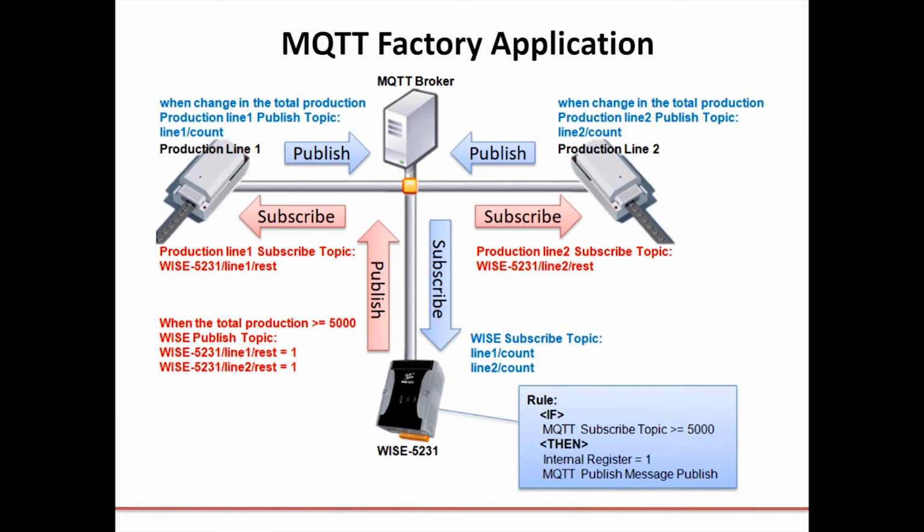So following is a diagram that explains that in a little bit more detail. And I misspoke earlier. The WISE 5231 is acting as a client, not a broker. And it's just a fairly simple operation where it's just a start and stop program using MQTT counter clients on both sides of the production line to communicate with one of our WISE modules. And it's using just a simple if-then statement to stop the production lines once they have reached 5,000 finished units.